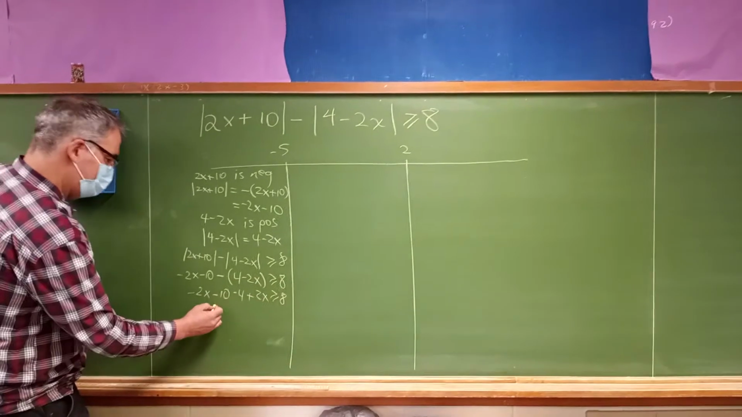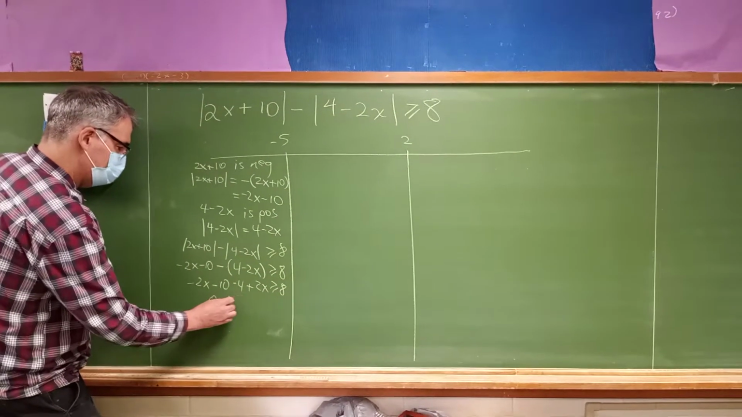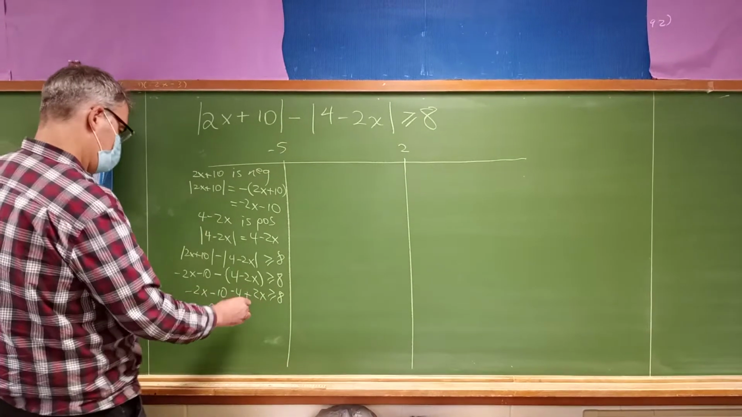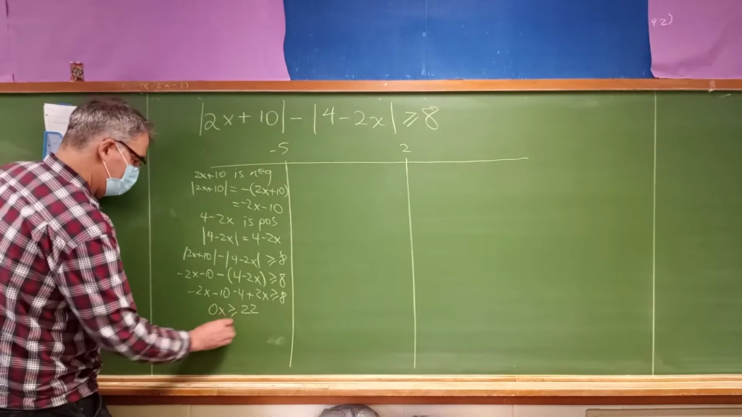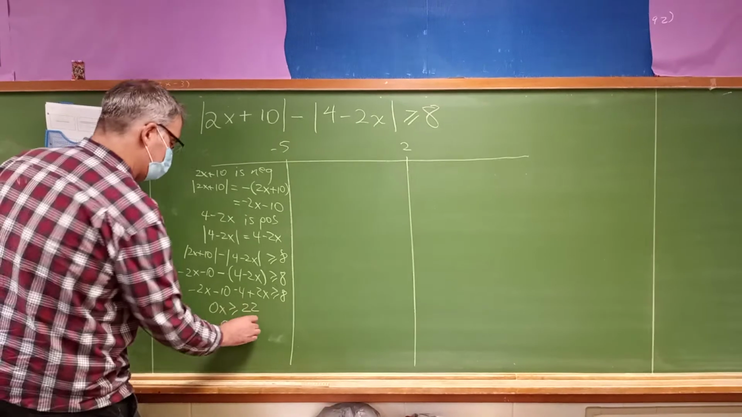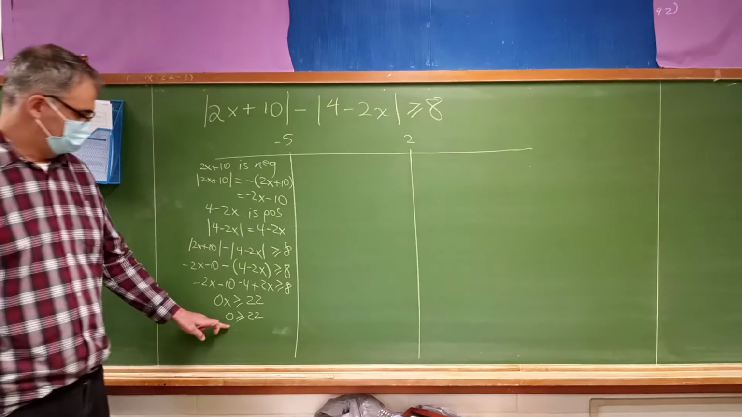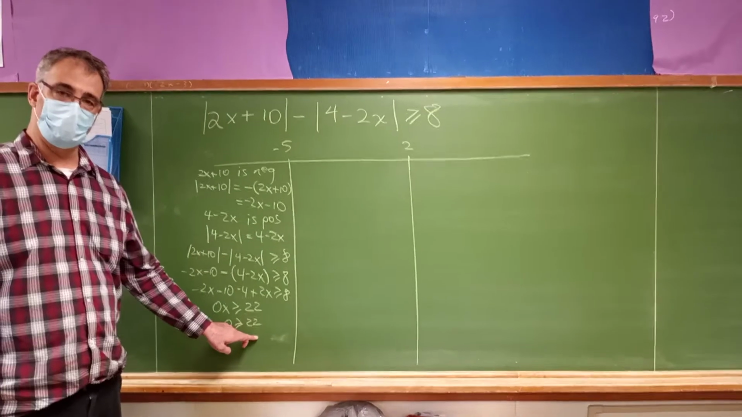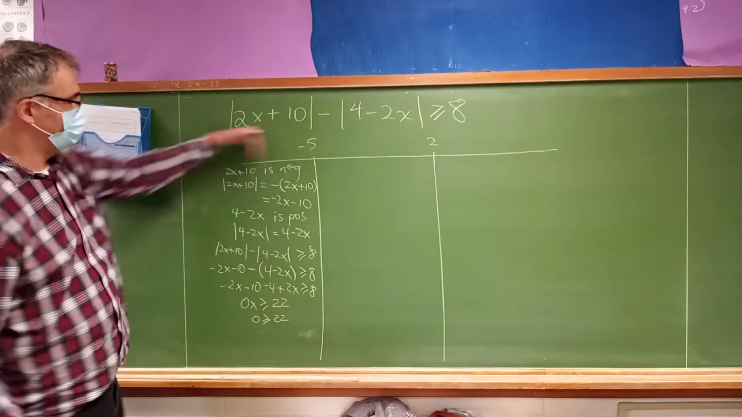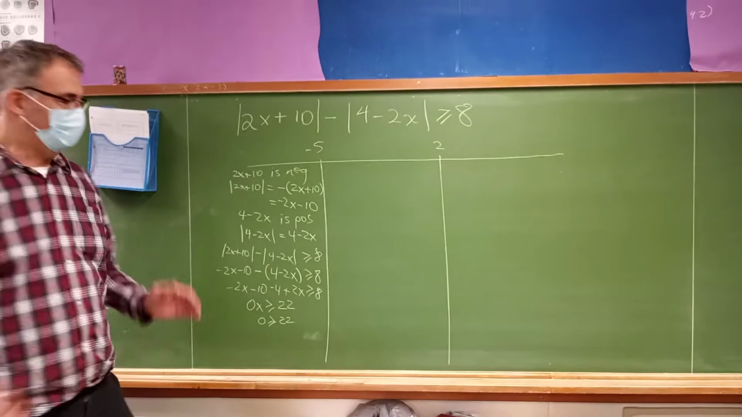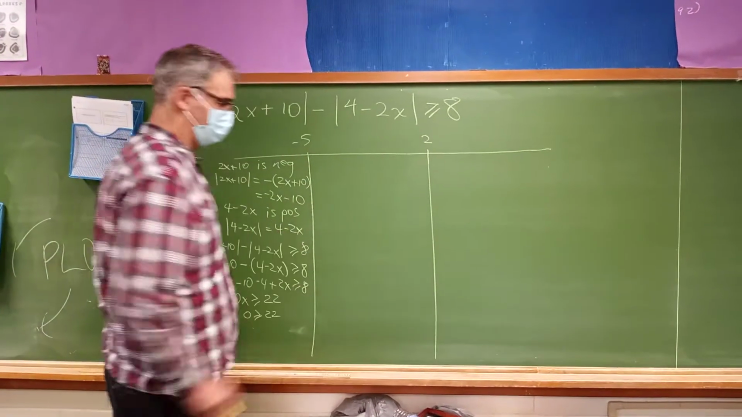-2x plus 2x is 0x. 8 plus 10 plus 4 is 22. And we get 0 greater than or equal to 22. Since 0 is not greater than or equal to 22, that means none of these answers are legit. We leave this empty. And now we go into the next realm.